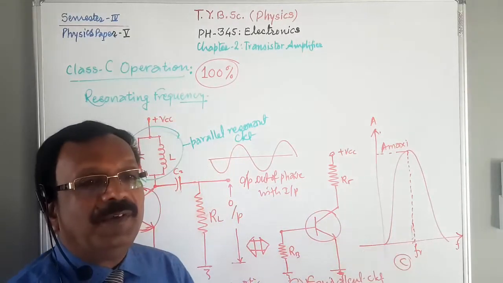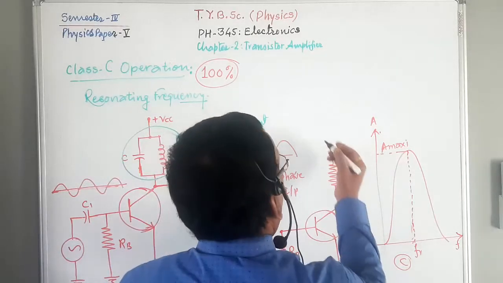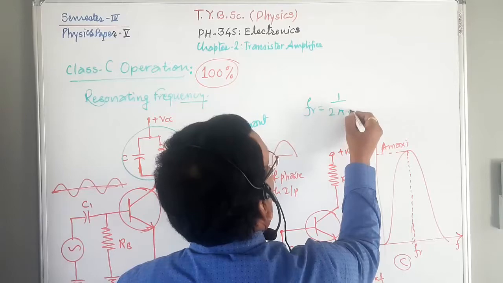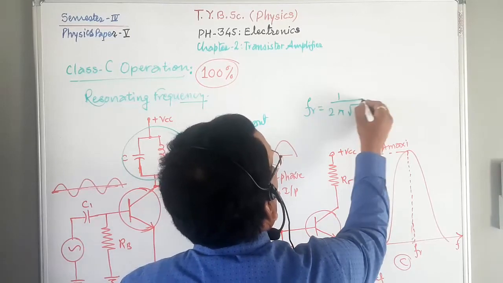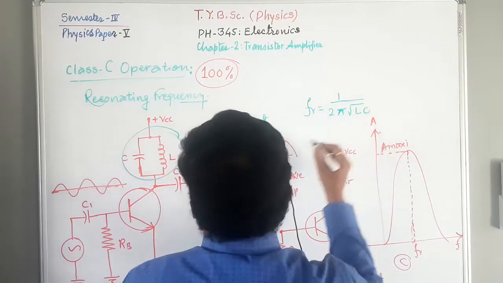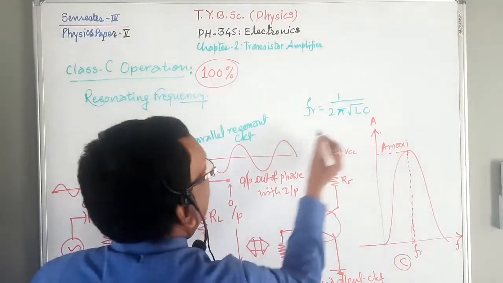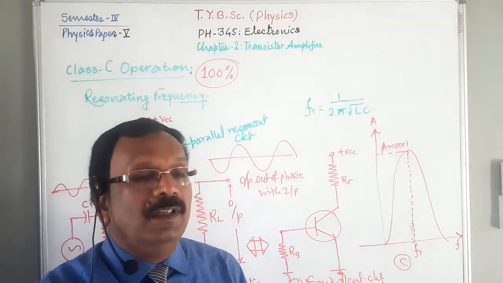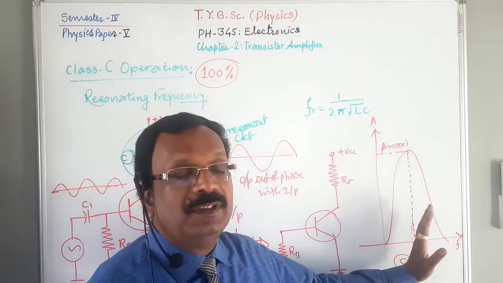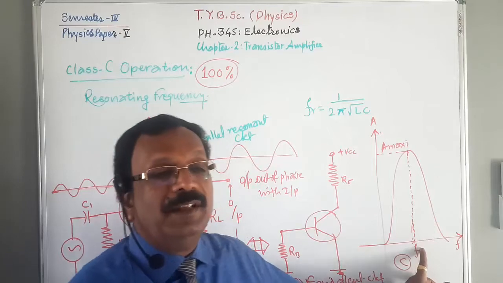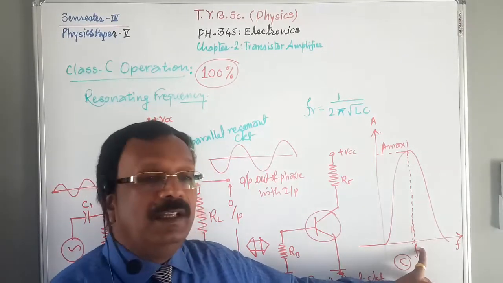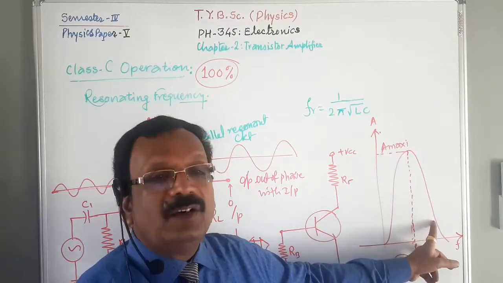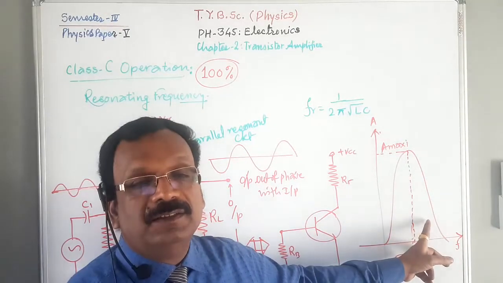And this resonating frequency is given by Fr is equal to 1 upon 2 pi under root L into C. Here L is the inductance and C is the capacitance. On either side of this resonating frequency Fr, the voltage gain drops, as shown in this figure.